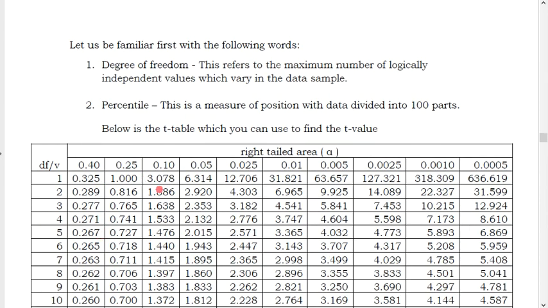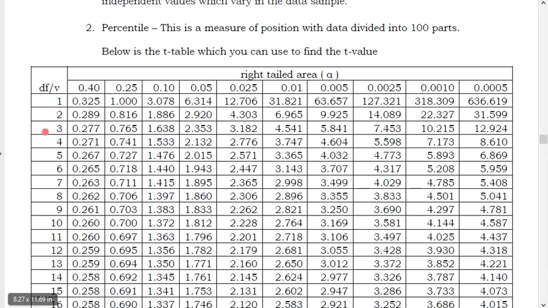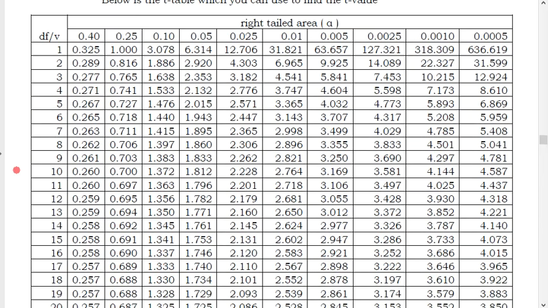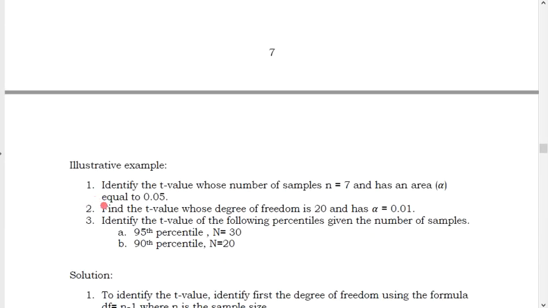So, let us have an example. Before that, let us first be familiar with the following words: the degrees of freedom and the percentile. The degrees of freedom refers to the maximum number of logically independent values which may vary in the data sample. So ito yung degrees of freedom na nandito siya sa left side. And percentile is a measure of position with data divided into 100 parts. So ito yung percentile. Kumbaga yung percentage natin, ito siya. So ito yung table.